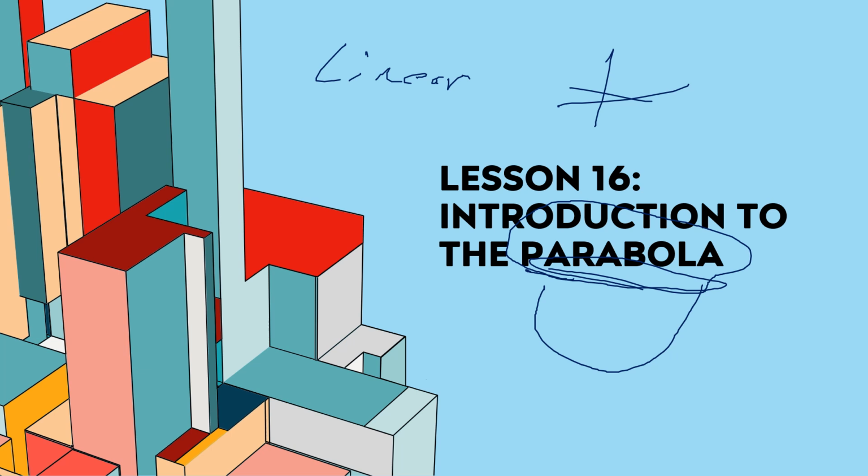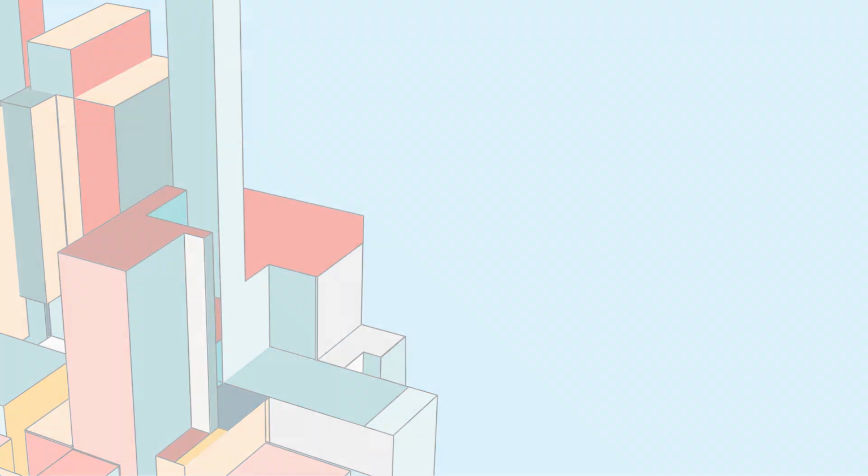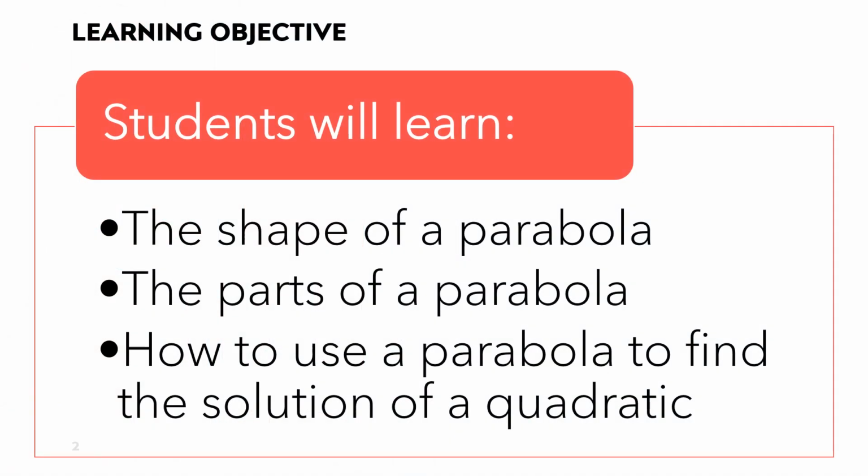So let's look at our learning objectives. You've got three things that you'll learn in this lesson. You're going to learn the shape of the parabola, which is U-shaped. It's not a very good U, but it's got to be U-shaped. You'll learn the parts. It's going to have different parts. And then you'll use it to find the solution of a quadratic. And the first way that we learn to solve quadratics is with graphing, or visually.